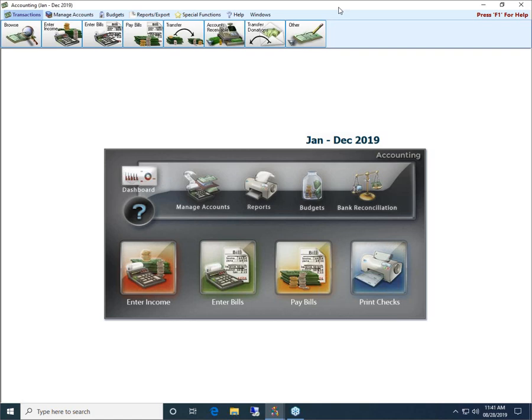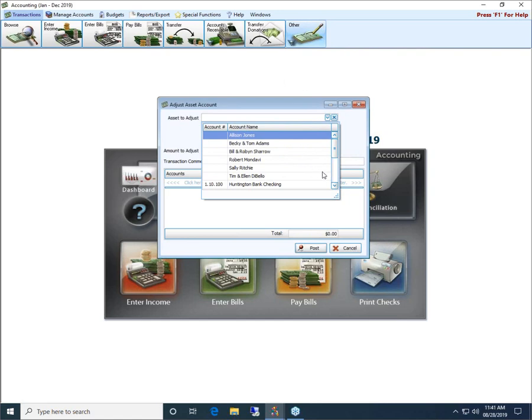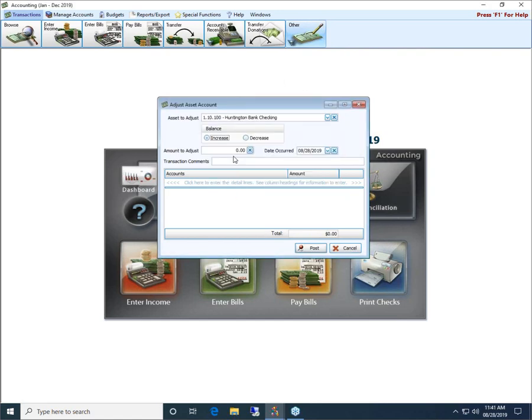So the adjust asset journal entry transaction is the perfect type of entry for this. So we would do adjust asset again. We would choose the account that the check was originally deposited to. Again, we'll assume it's our Huntington Bank checking. We're going to decrease it again, and we're going to say $65. We were assessed a $15 NSF fee.